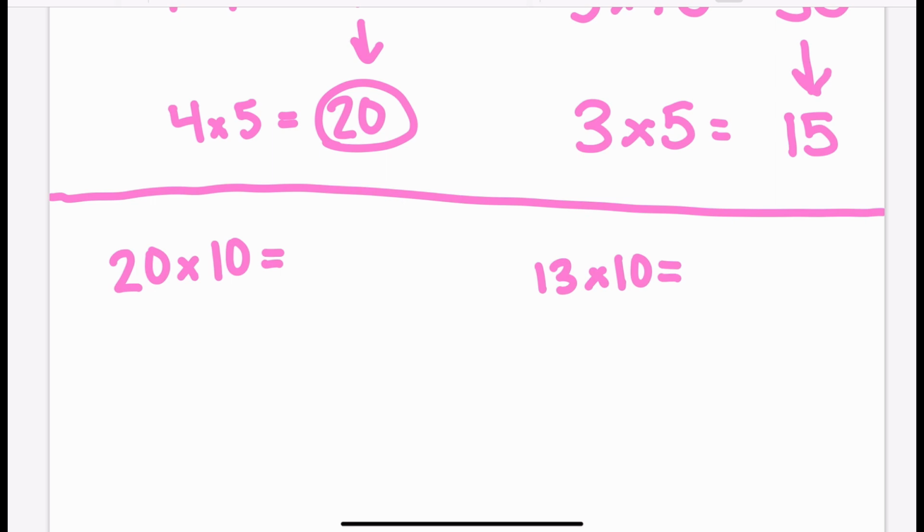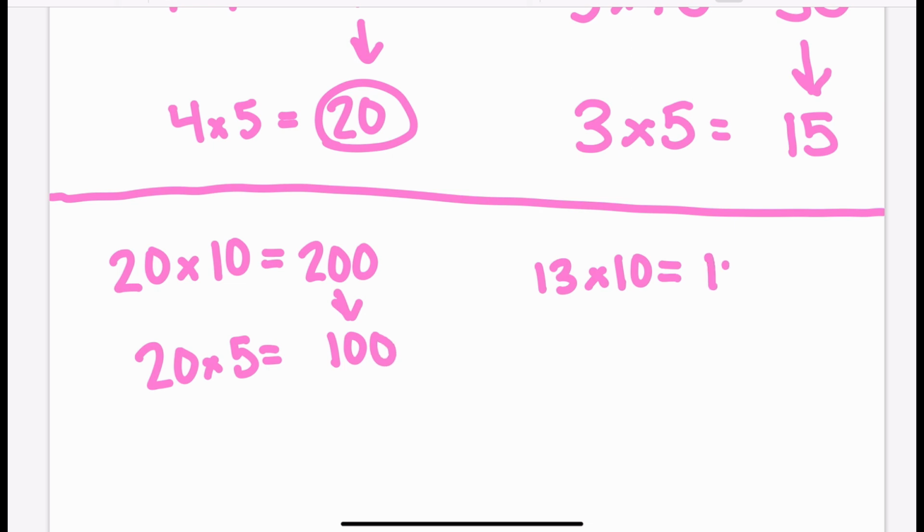By applying my times 10 strategy, I know that 20 times 10 is going to be 200. So I know that 20 times 5 is simply just half the product, so it's going to be 100. Okay, and so for 13 times 10, I know that the product would be 130. So for 13 times 5, I'm going to half that. And I think of it this way. I know half of 100 is 50, and half of 30 is 15. So I get a total of 65.